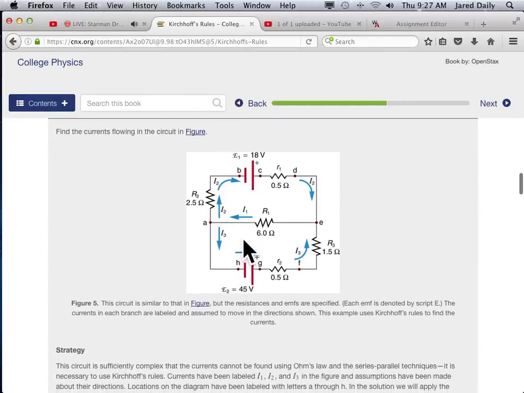Sorry. So just going through the smaller loop, A, E, F, G, H, A. If you go from A to E, you're going through 6 ohms against current 1, so that's negative.